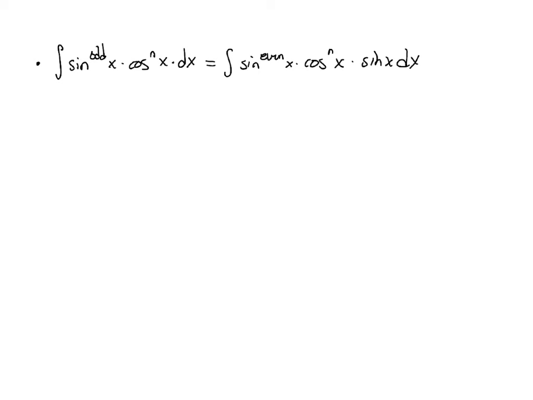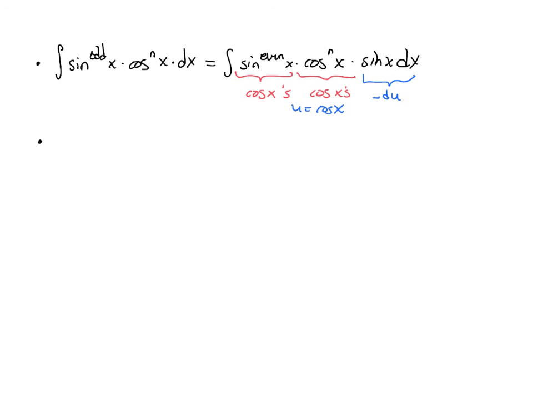And you can rewrite this bit all in terms of cosine, and then this bit also in terms of cosine, and then this leftover bit you will use for your du, minus du in this case, when u equals cosine x.